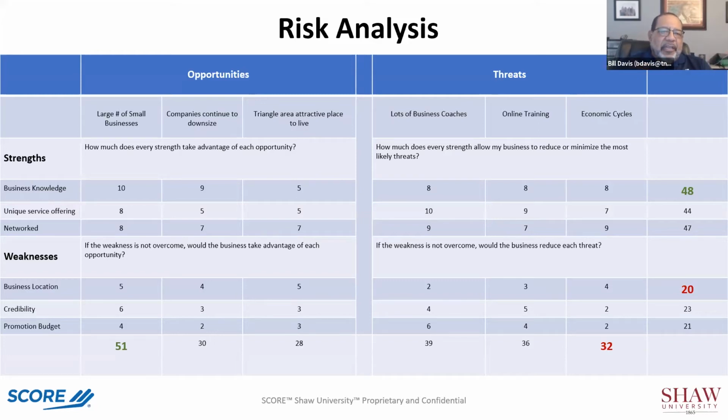Then what I did is I added the numbers across and down, very simply. So for business knowledge, I added the 10, the 9, the 5, the 8, the 8, the 8, that gave me 48.